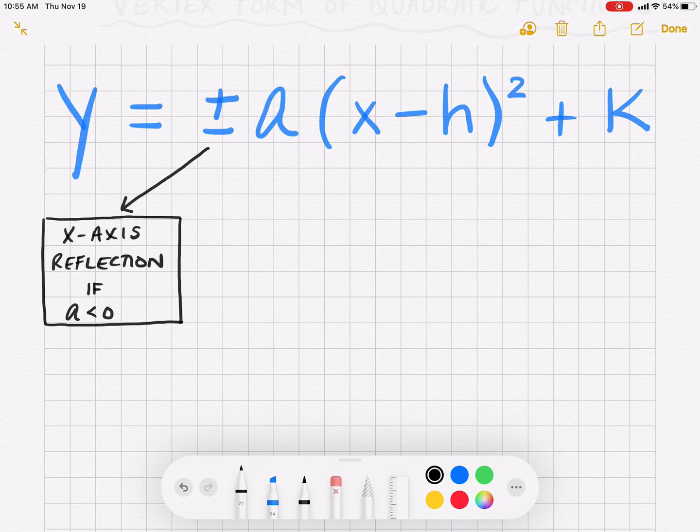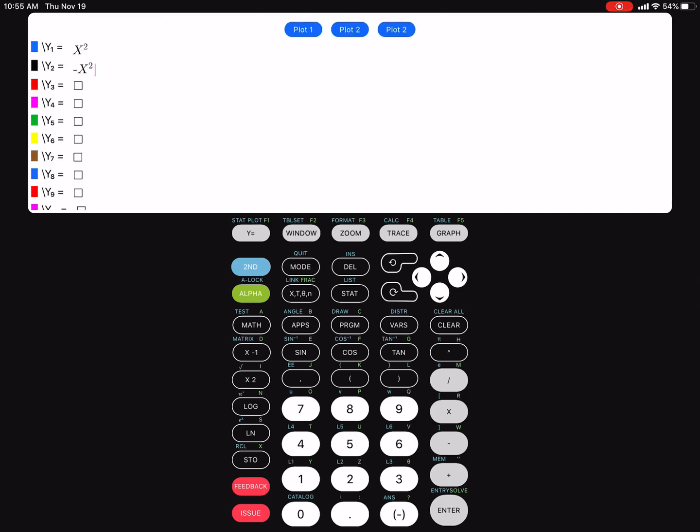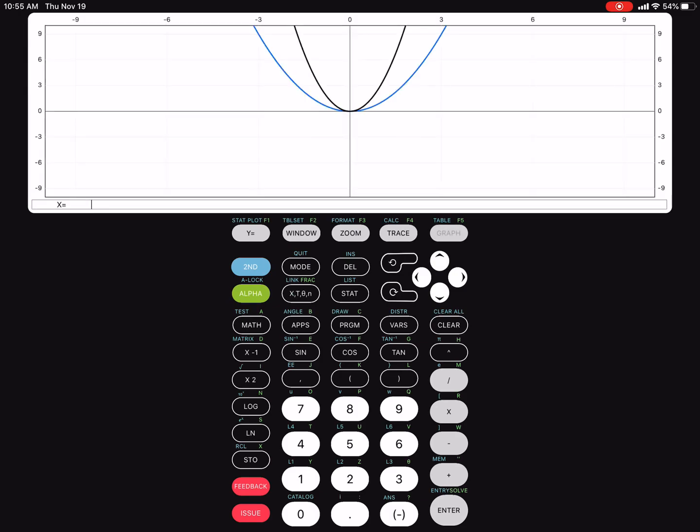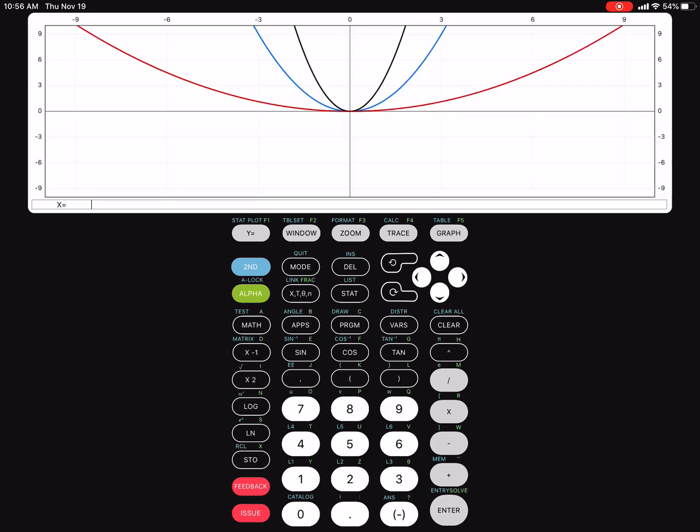Okay, so let's go ahead and go back to our calculator and let's talk a little bit more about what this a value is doing. So I'm going to leave y equals x squared. Let's change y2 to be 3x squared. And let's take a look at what that does. Well, you can see in black right here, this black parabola is 3x squared, that the parabola is a little bit more narrow. Okay, well, I'm going to come down to y3, and I'm going to type in 1/8 x squared. And when I hit graph, you can see in red that this parabola is more wide.